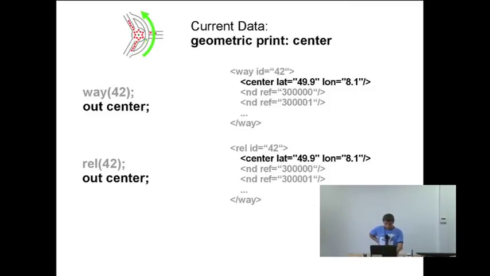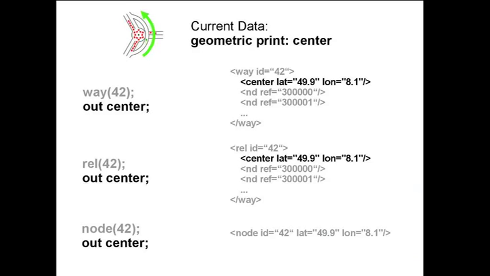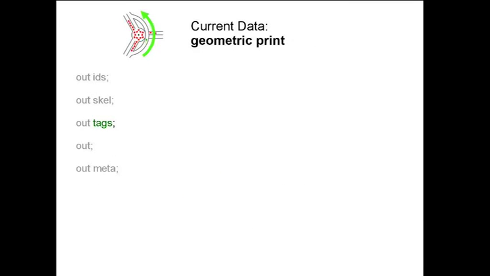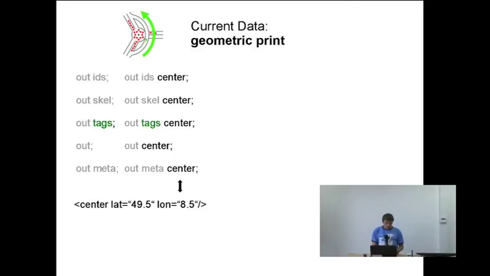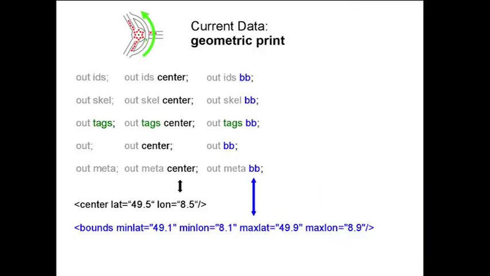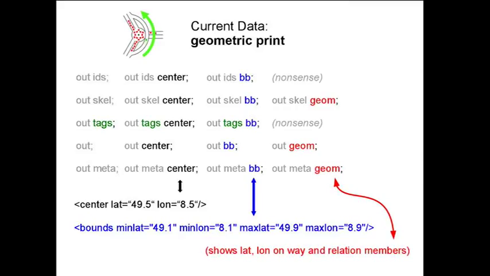This will fit into a whole new set of out options, which is the out verbosity. I will say more about that in a moment. The center is what you just have seen. This will add to ways and relations a line with the center declaration, where the center is, instead of giving all coordinates. The bounding box will instead present the bounding box of the element. And geometry will show the full geometry. In any case, you don't have to do this nasty recurse down. You just can work with the way or relation as it is.